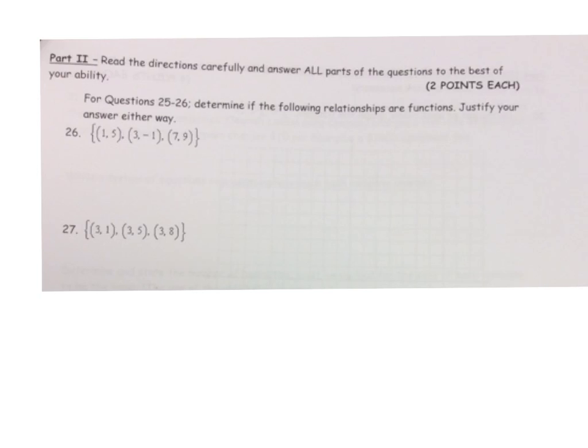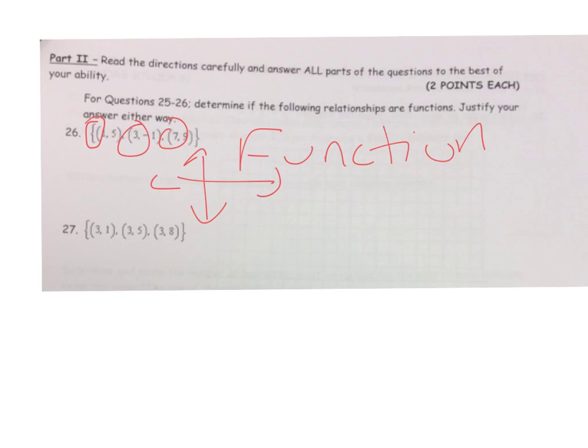So when I'm looking at this, I'm going to look at the x values. X is 1, x is 3, and x is 7. Every input is unique, and it has a unique output. So this is a function. You could also make a sketch: 1, 5, 3, -1, 7, 9, and it passes the vertical line test.